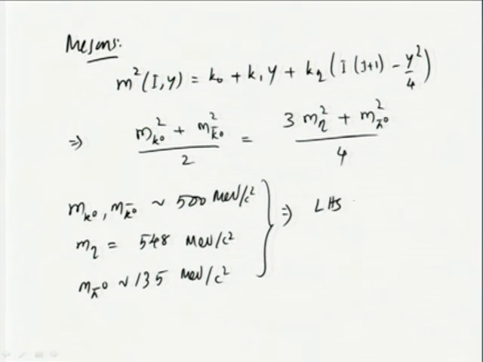LHS, work it out, is about 25, okay, and RHS is about 229784 with these numbers. These masses are not exact, these are just approximate numbers. What is seen is that basically this mass relation holds better for the case of baryon multiplets compared to that of the meson multiplets.